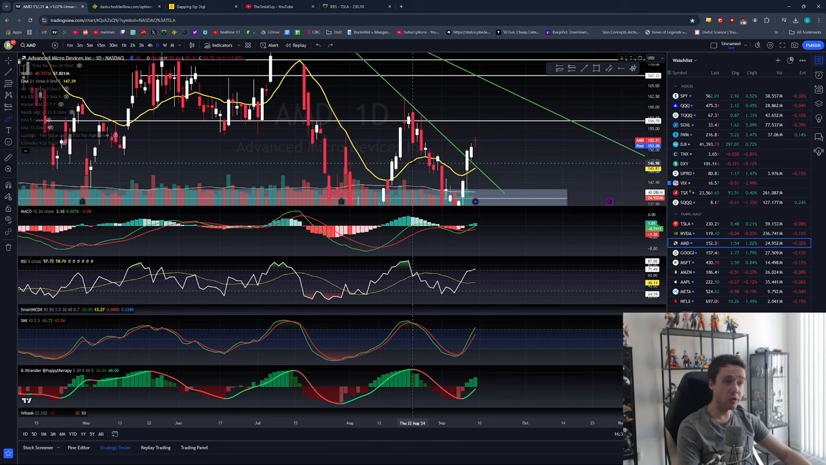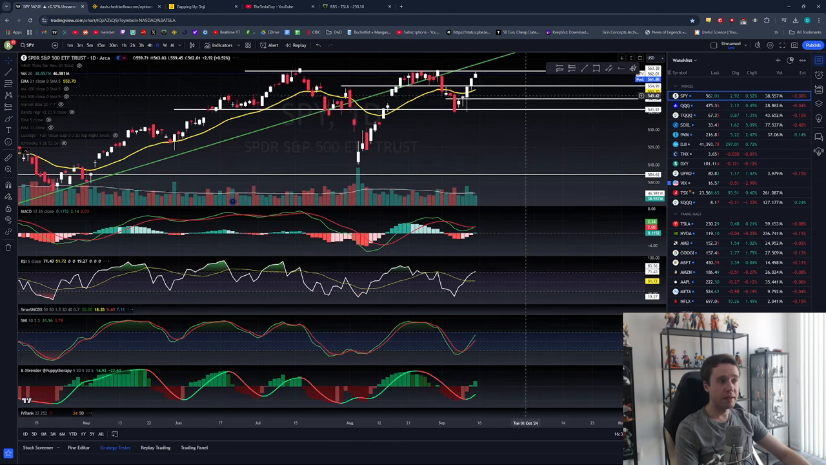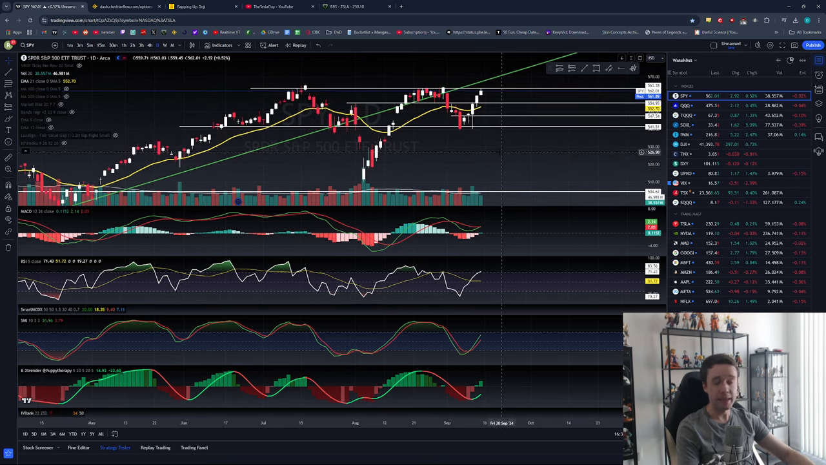Tesla, NVIDIA, AMD, QQQ, SPY all look very similar to me, and I think they all probably want to come back down to retest that 21 EMA in the next couple of days. I expect it to hold, and I expect us to probably move higher after that. We'll see if that actually holds true or not.